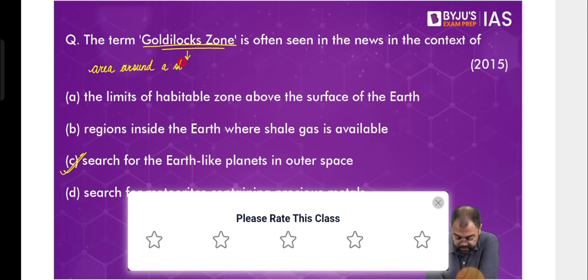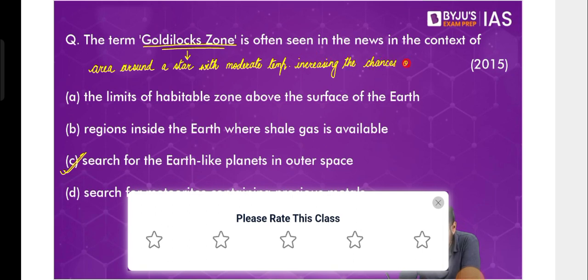So, the area around a star with moderate temperature, increasing the chances of finding life.